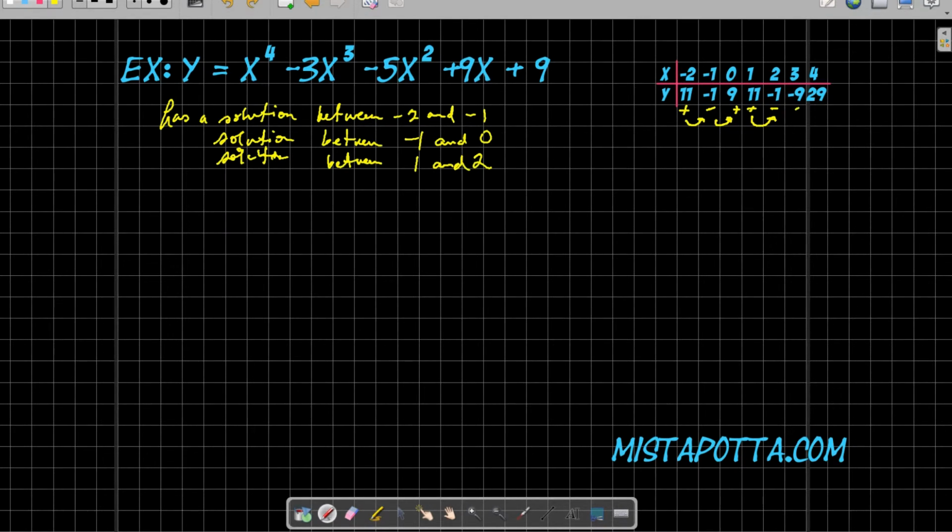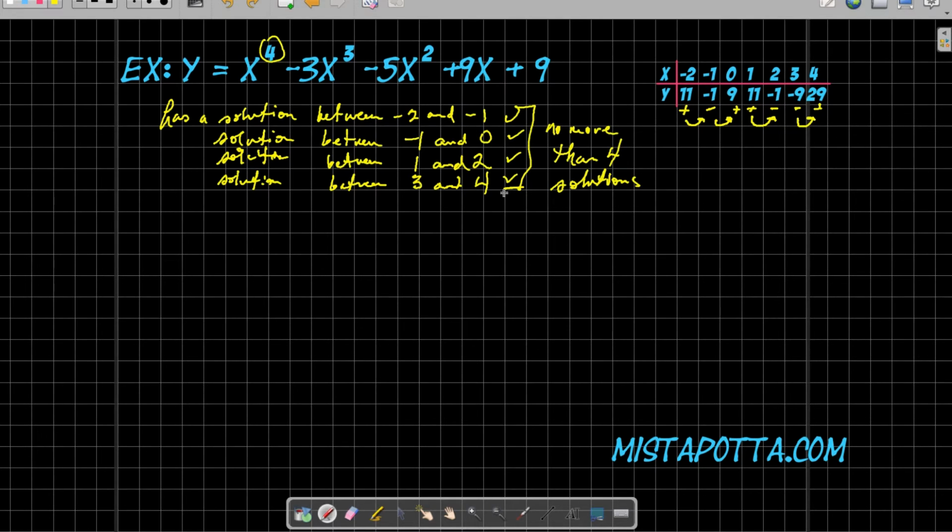And similarly, this is negative, so I don't know if a transition happened here, but this is positive. From -9 to +29, there had to be another transition, a solution between x equals 3 and x equals 4. And by the way, this is a 4th degree polynomial, which means I can have no more than 4 solutions. Which means these are all of my solutions. I can't have any more solutions.